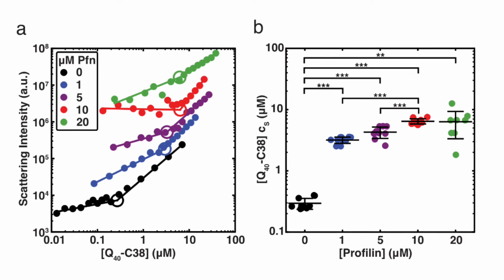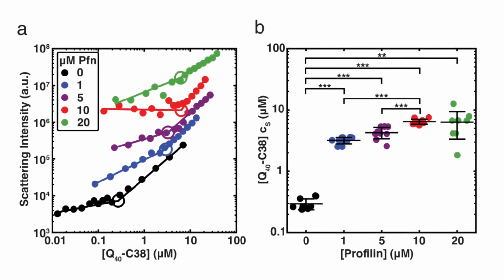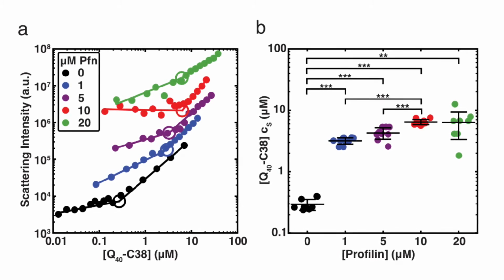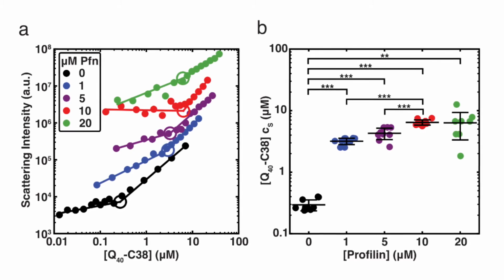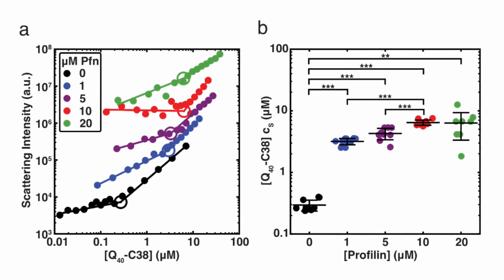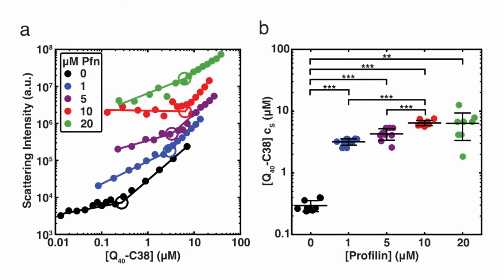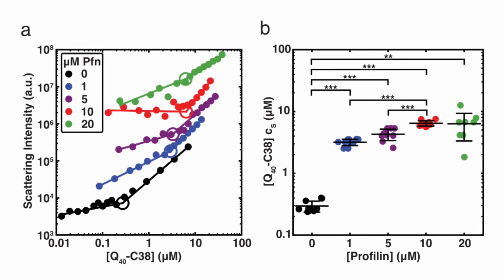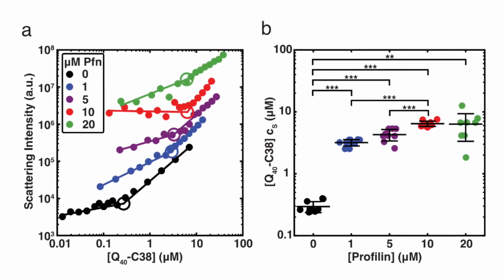Both the polyQ tract of length n, or in this case 40, and proline-rich C38 are key characteristics of HTT-NTFs. With regard to Figure 3a, static right-angle light scattering measurements were performed as a function of Q40C38 concentration, or CS, in the presence of fixed concentrations of profilin, with the black indicating no presence of profilin, blue indicating 1 micromolar profilin, purple 5 micromolar, red 10 micromolar, and green 20 micromolar.